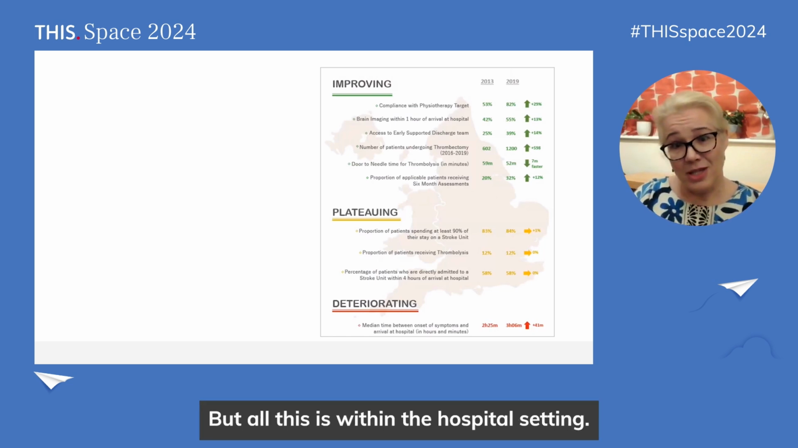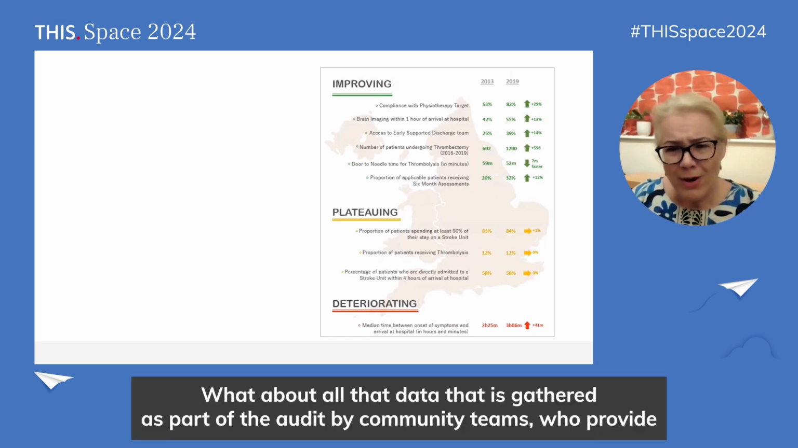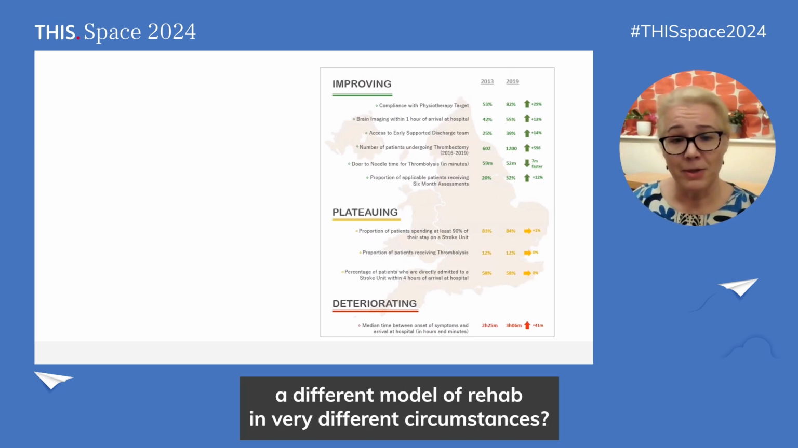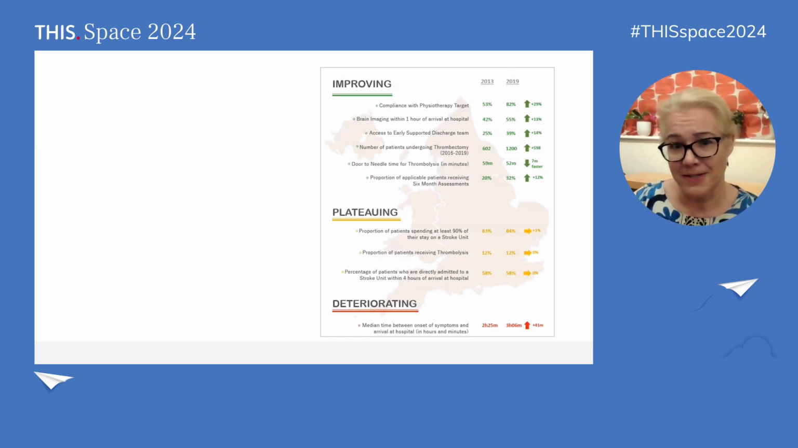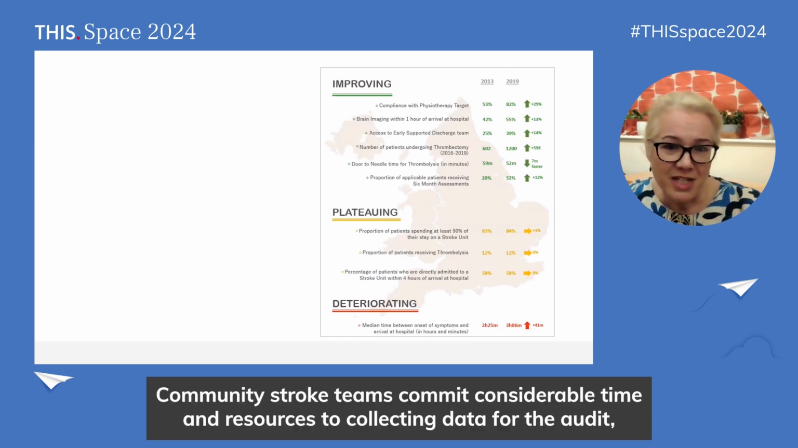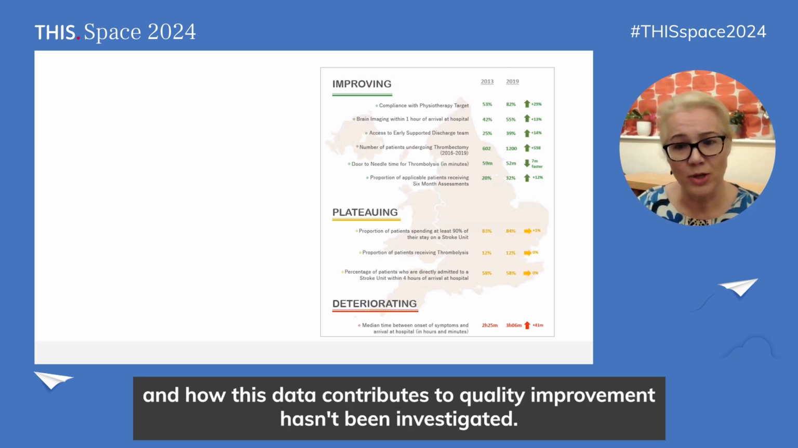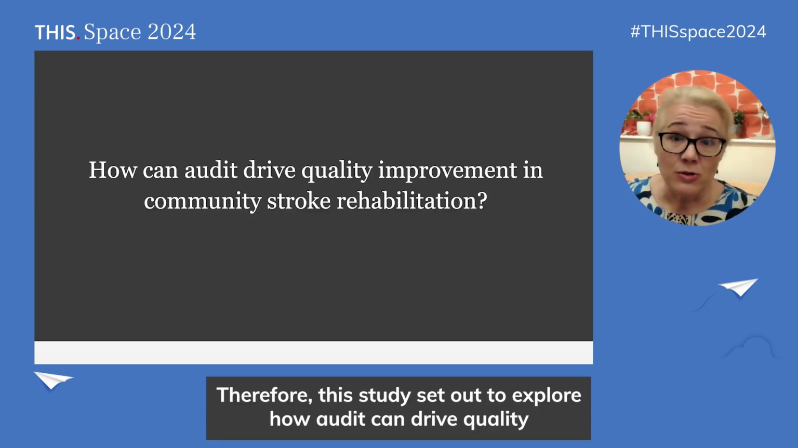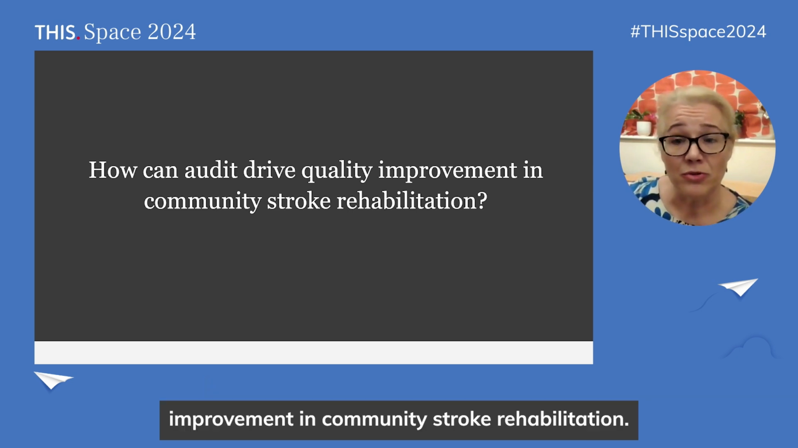But all this is within the hospital setting. What about all that data that is gathered as part of the audit by community teams who provide a different model of rehab in very different circumstances? Community stroke teams commit considerable time and resources to collecting data for the audit, and how this data contributes to quality improvement hasn't been investigated. Therefore, this study set out to explore how audit can drive quality improvement in community stroke rehabilitation.